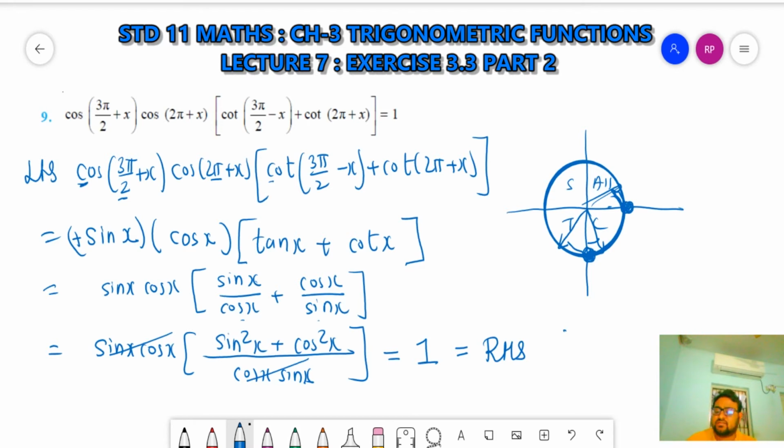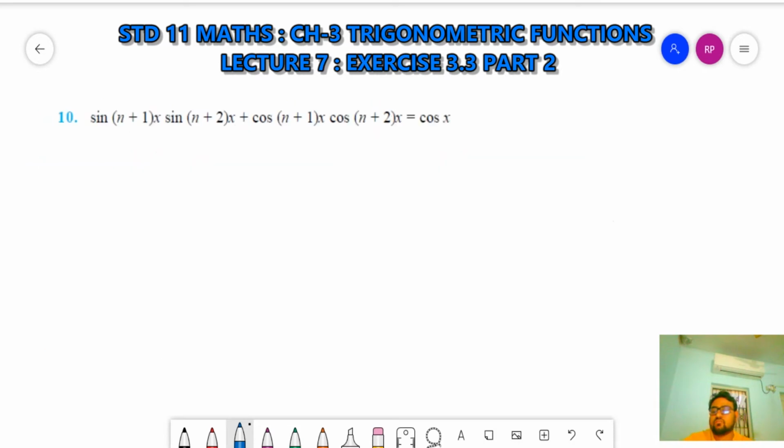Now let's move to the next. That is question number 10. Question number 10: sin (n+1)x sin (n+2)x + cos (n+1)x cos (n+2)x, and you have to prove that it is equal to cos x. Okay, so let's start with LHS.